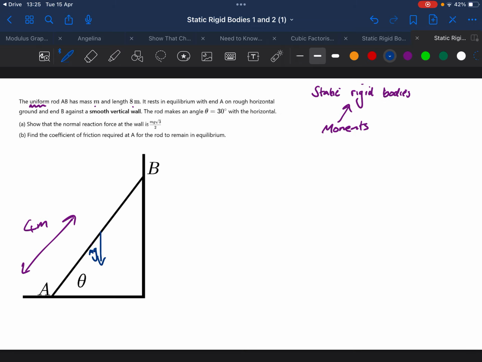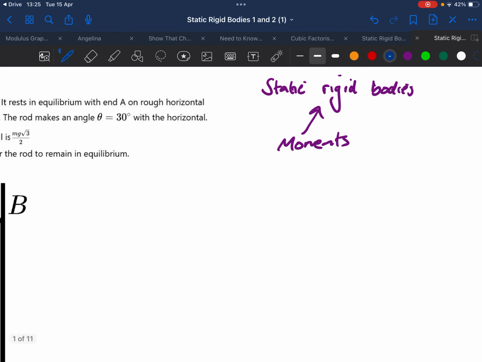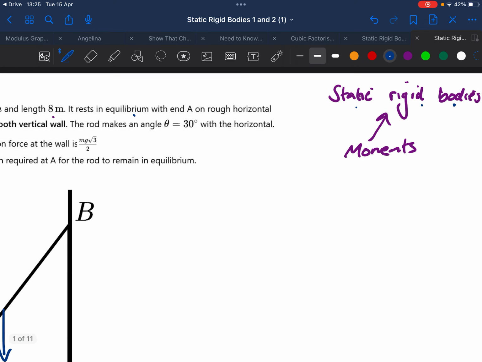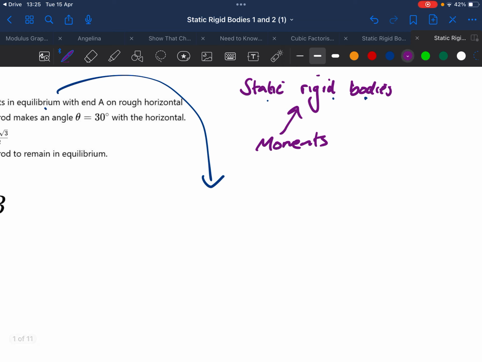Okay. Also, the inclusion of the word rod here meant that I have a question that is about static rigid bodies. Okay. So a uniform rod, it rests in equilibrium. So how will equilibrium come up? So equilibrium will give us sort of a situation where we'll be considering up equals down, left equals right. In other words, the resultant force vertically and horizontally is 0. But it will also give us this one, which is that the clockwise and anti-clockwise moments are equal. These are the 3 fundamental conditions for any sort of ladder problem.